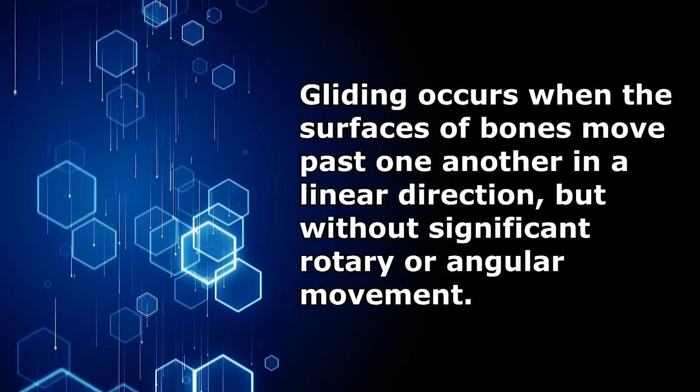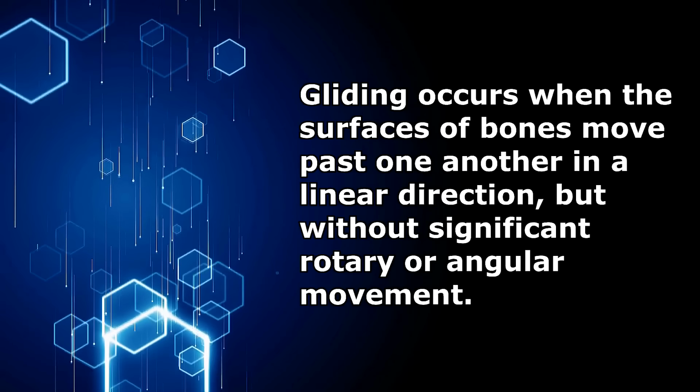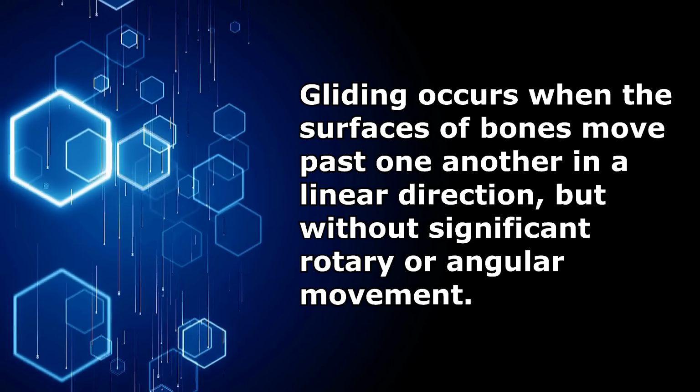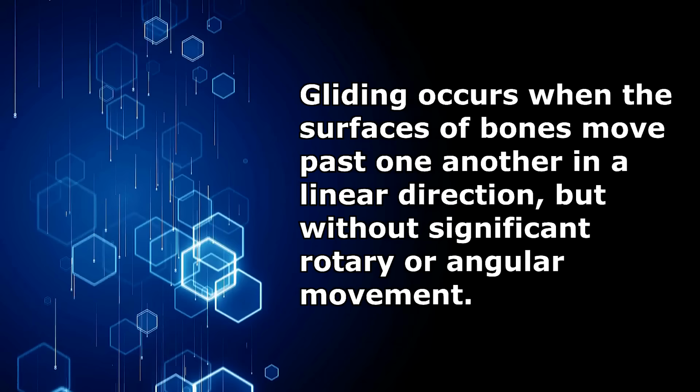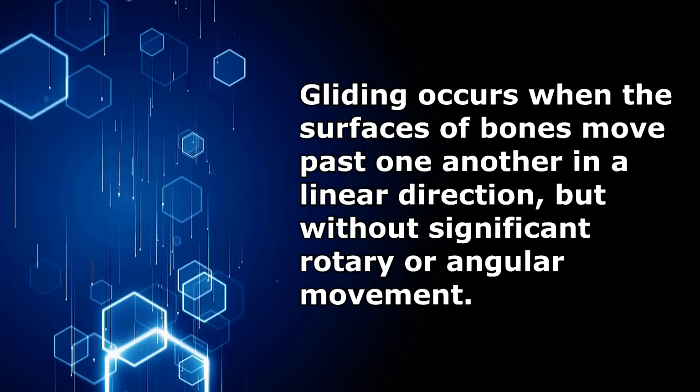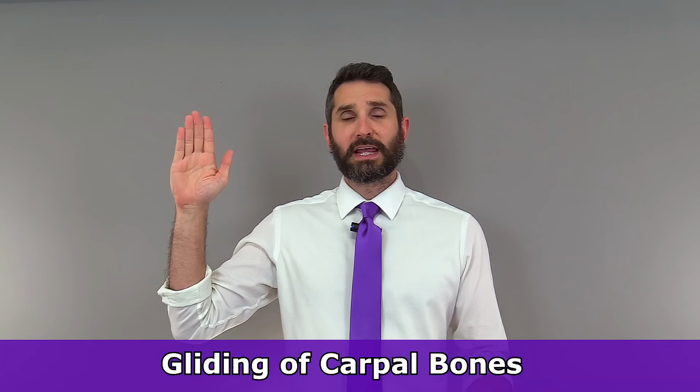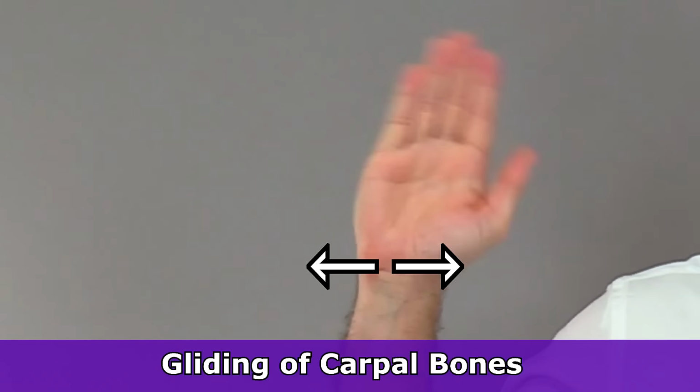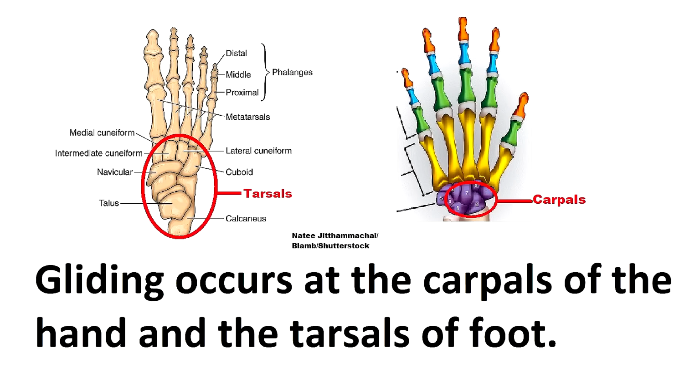Let's start with gliding. So what is gliding? Gliding occurs when the surfaces of bones move over one another in a linear direction without significant rotary or angular movement. The most common example of gliding is simply taking your hand and moving it from left to right in a waving motion like this. And that can help you remember that the gliding joint movements primarily take place in the carpals of the wrist and the tarsals of the foot.